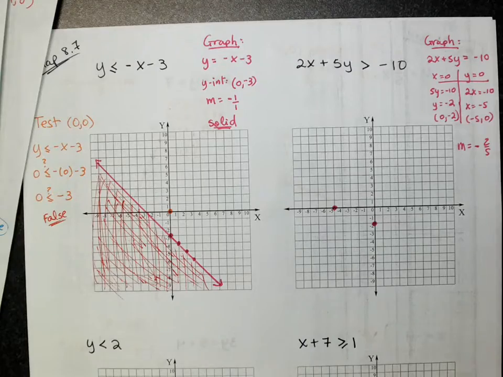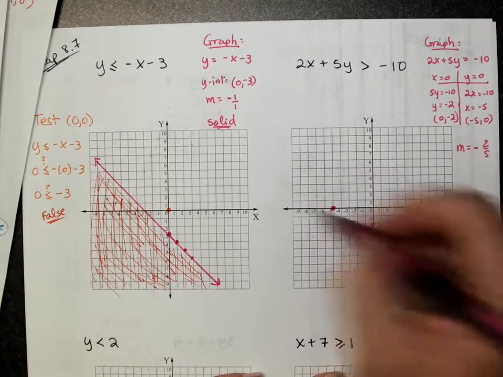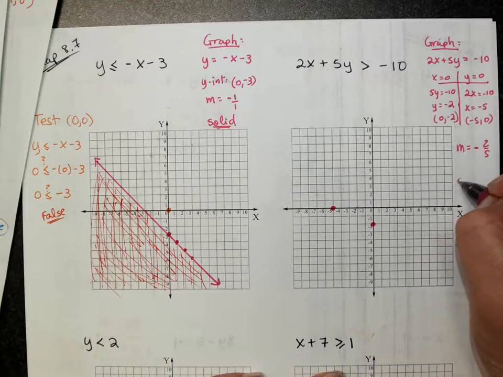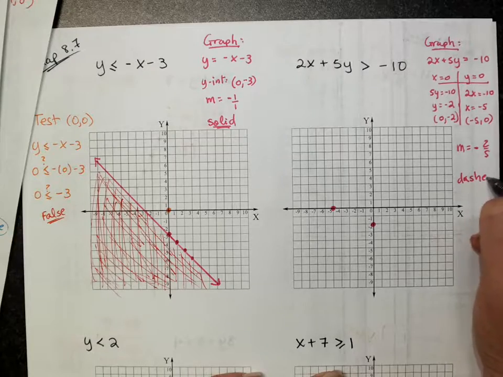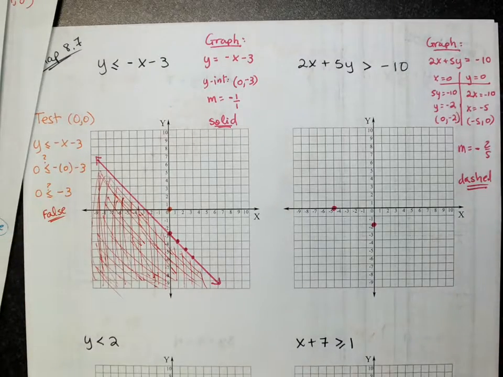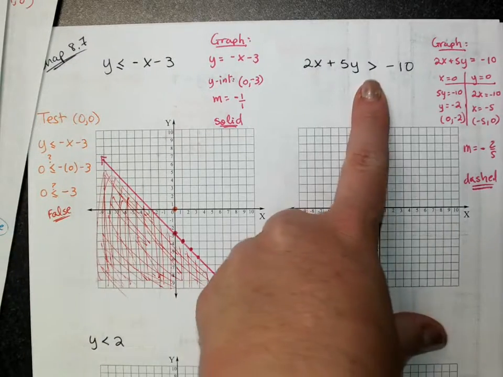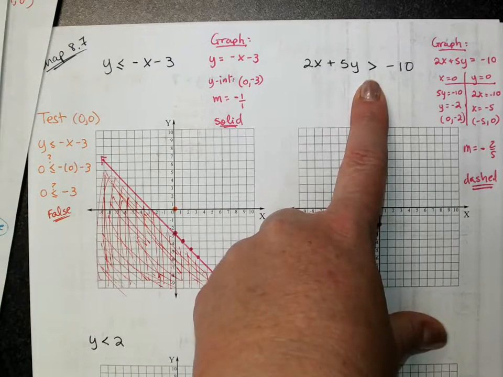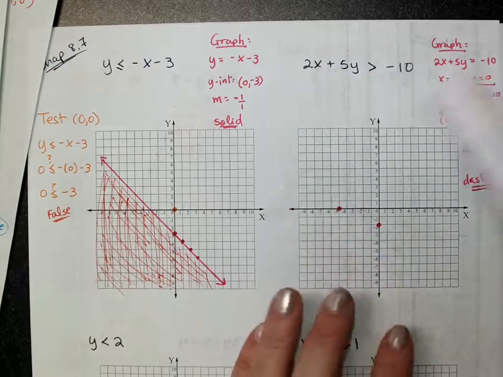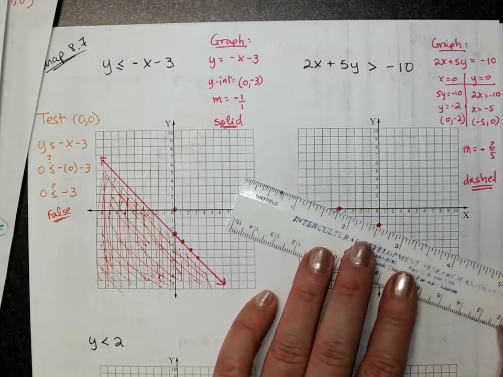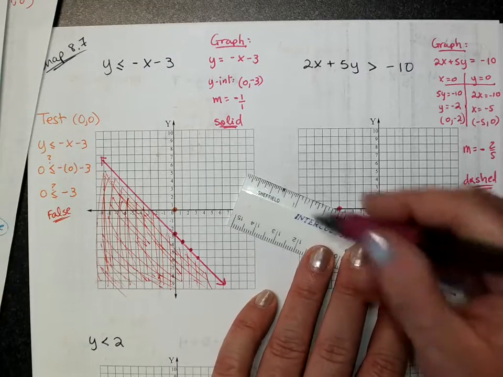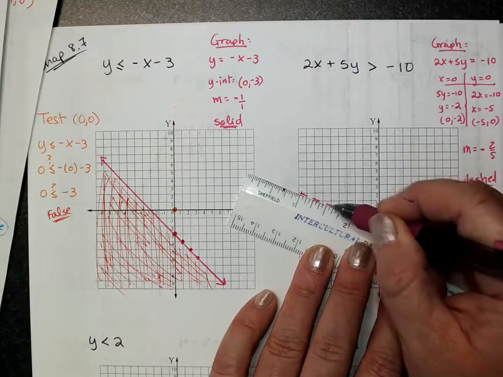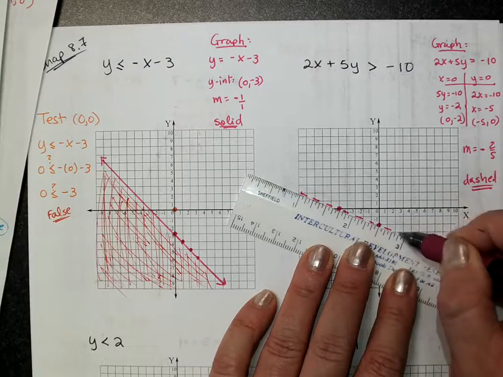Oh, but before I move on, before I fill in the dots there, this is going to be dashed. Because it is greater than, there's no or equal to. So this is the correct boundary line, but it is not included in the solution of the inequality. It's just the fence, the edge of the solution.